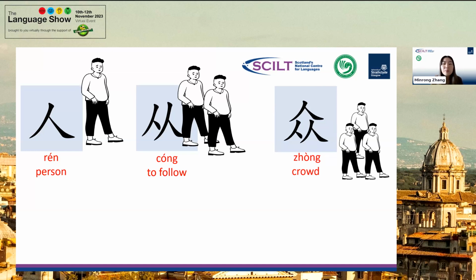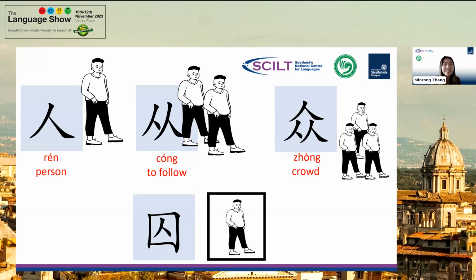And now have a look at this one. A person surrounded by 4 walls. Have a guess at the meaning. Surrounded by 4 walls, and there's no gap. You can't go outside. You're locked inside. Perfect. I can see many good guesses. And the answer is prisoner. So this person, that is a prisoner. Okay. So you can see that the first character 人 is a pictogram, and the others, like to follow, crowd, or prisoner, are ideograms.